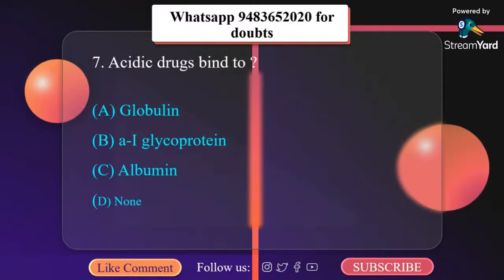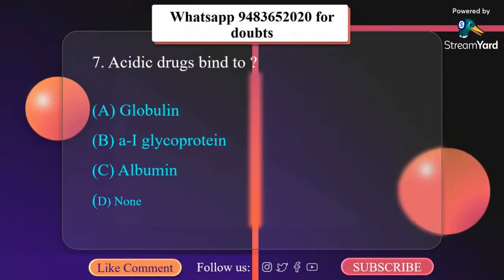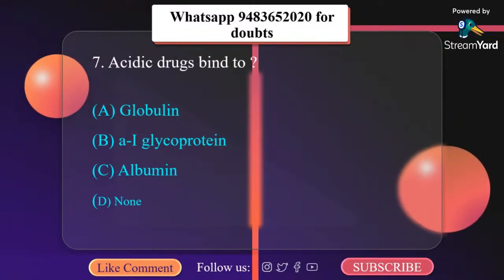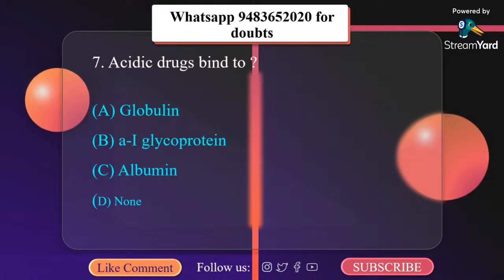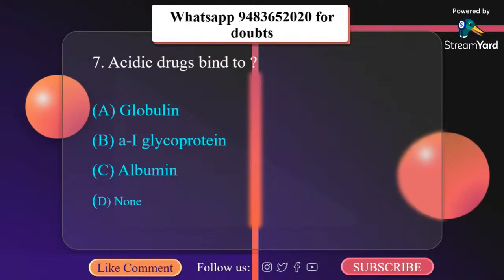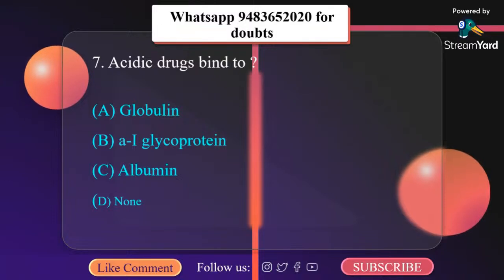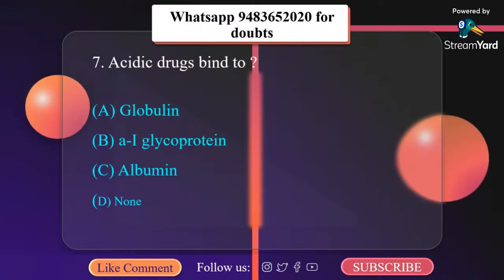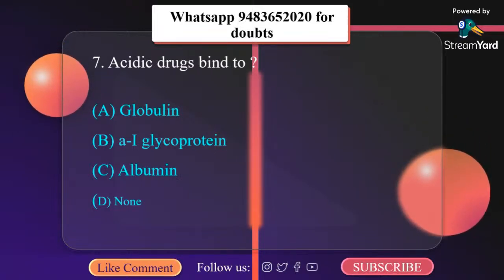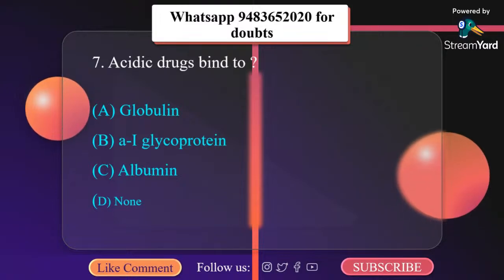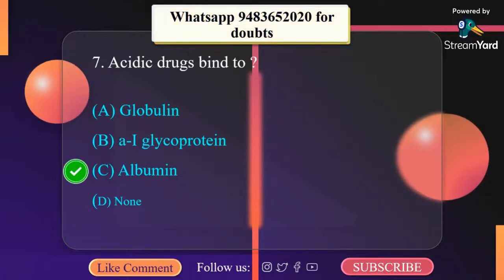Acidic drugs bind to A. Globulin, B. Alpha 1 glycoprotein, C. Albumin, D. None. Now, acidic drugs usually bind to albumin. So the correct option here is C, albumin.